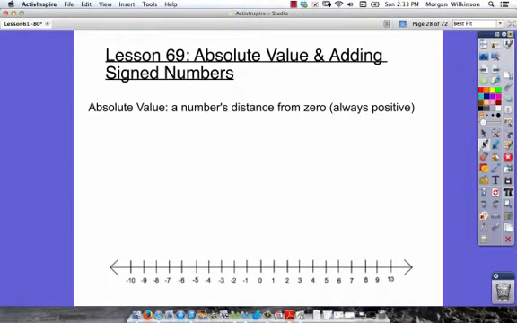Lesson 69 is called Absolute Value and Adding Signed Numbers. And to begin this lesson off, let's talk about absolute value. Now here we have the definition, and absolute value is just a number's distance from zero.